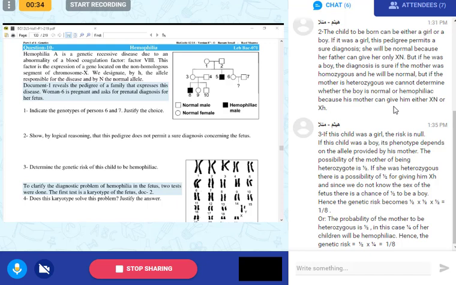Okay, you told me, Rana, the chance for her to be heterozygous is 1 over 2. Right? Yes. For her to be heterozygous, 1 over 2. Then the chance for her to give XH is also 1 over 2. The chance to be a boy is 1 over 2. So the total probability will be 1 over 2 times 1 over 2 times 1 over 2. But why did we multiply here, Ustaz?